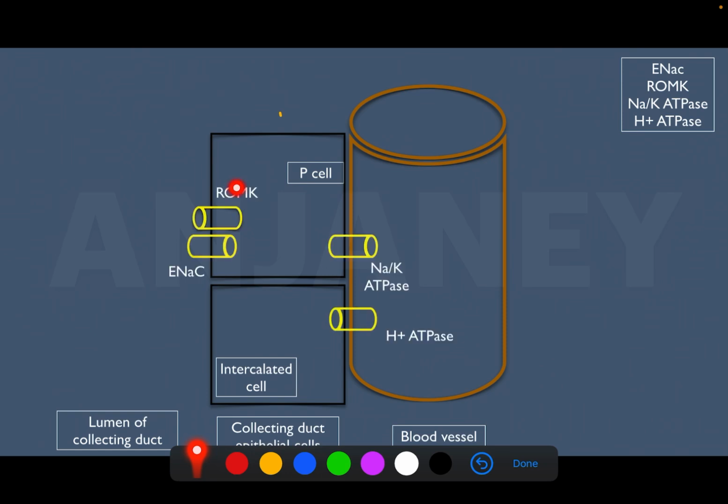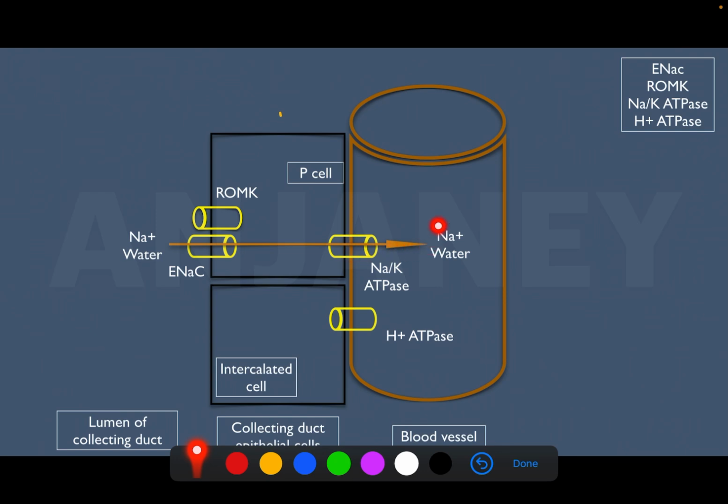So now we have four channels. The first one is ROMK, second one is ENaC, third one is sodium potassium ATPase, and fourth one is hydrogen ATPase. So two ATPases over here, sodium potassium and hydrogen. What ENaC does is, from the lumen it takes sodium and water into the epithelial cells, and from here sodium potassium ATPase will throw this sodium, not water, sodium, outside.